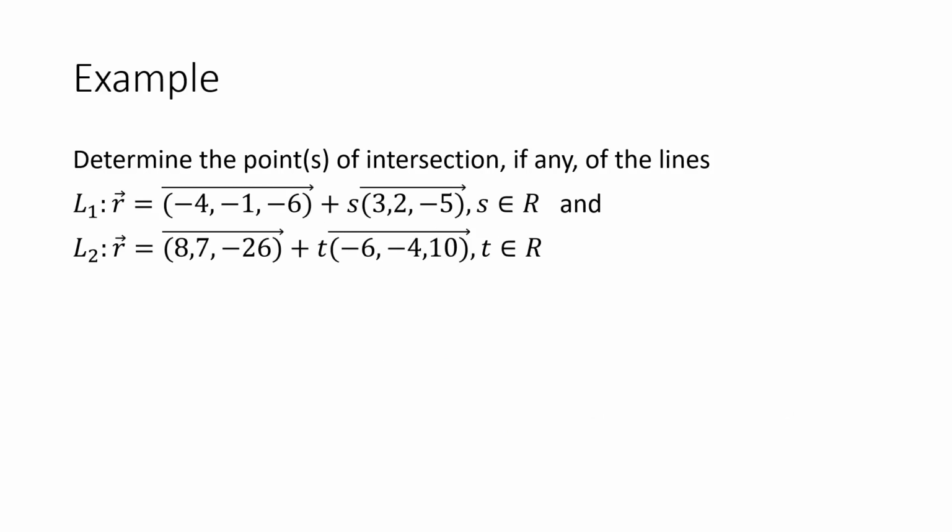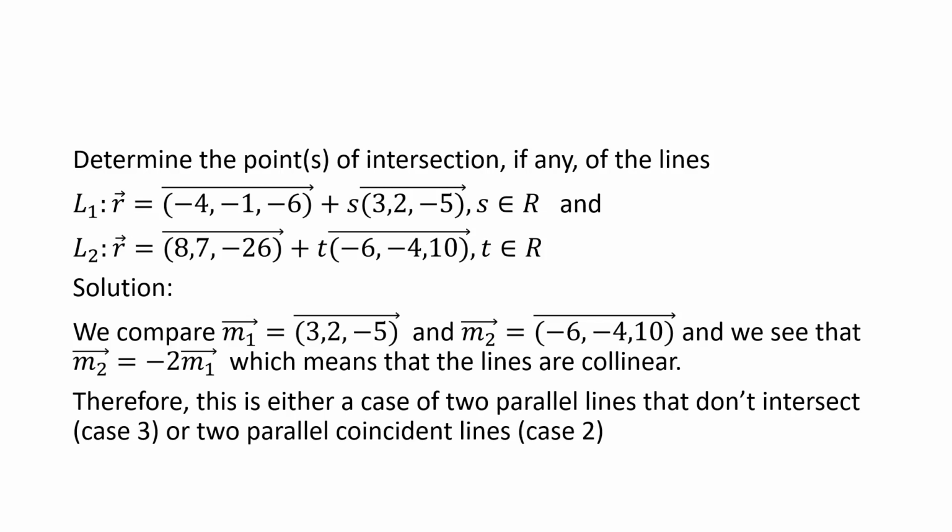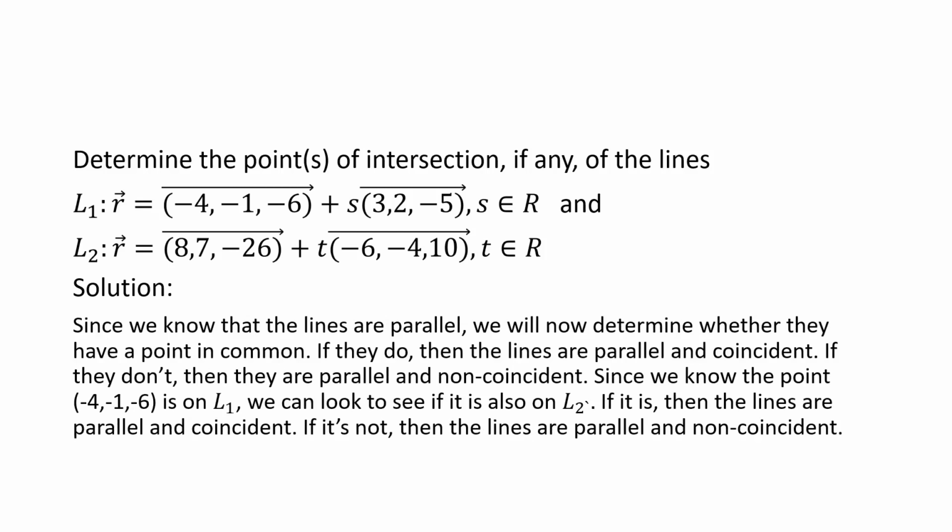Okay, let's do a question now where we have parallel lines. In this question here, we can tell we have parallel lines because the direction vector of the first line is a scalar multiple of the direction vector of the second line. So that means the lines themselves are parallel. So that means we either have parallel coincident or parallel non-coincident lines. Well, how do we tell? Since we know the lines are parallel, we'll determine whether they have a point in common. If they do, the lines are parallel and coincident. If they don't, they're parallel non-coincident.